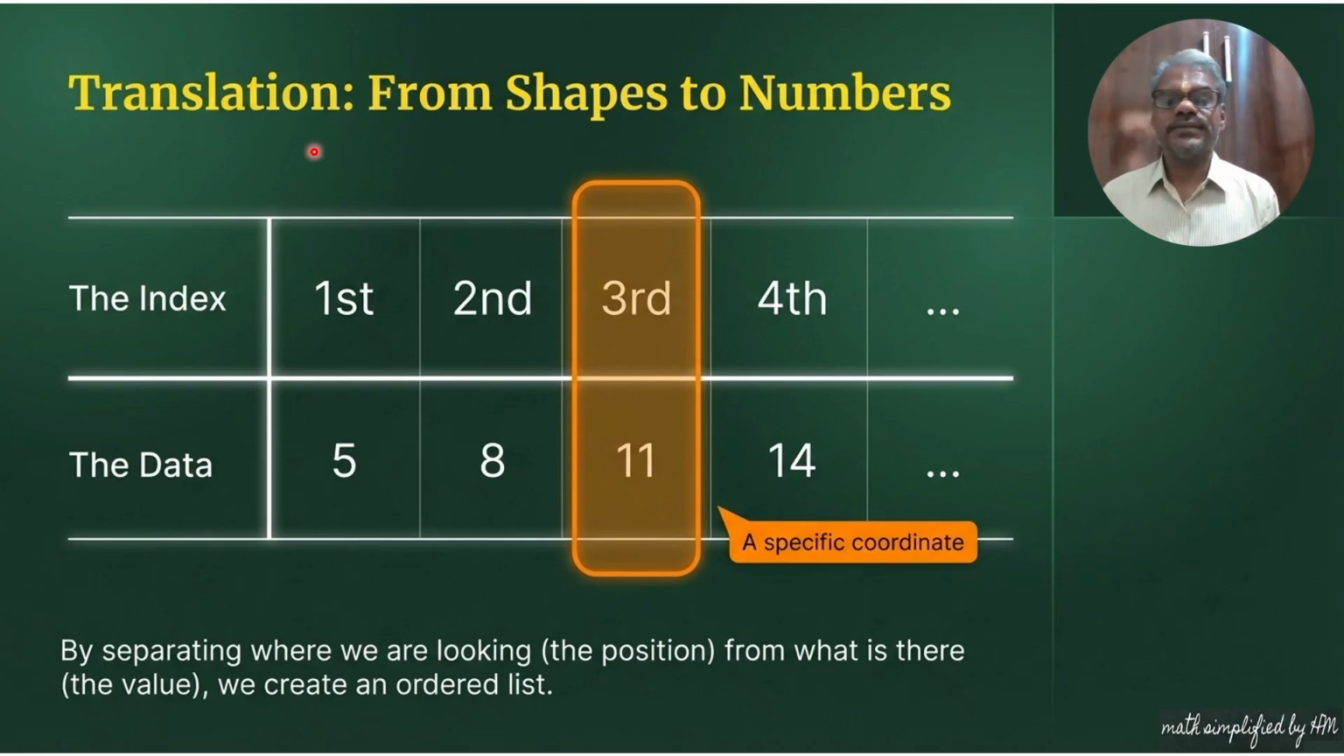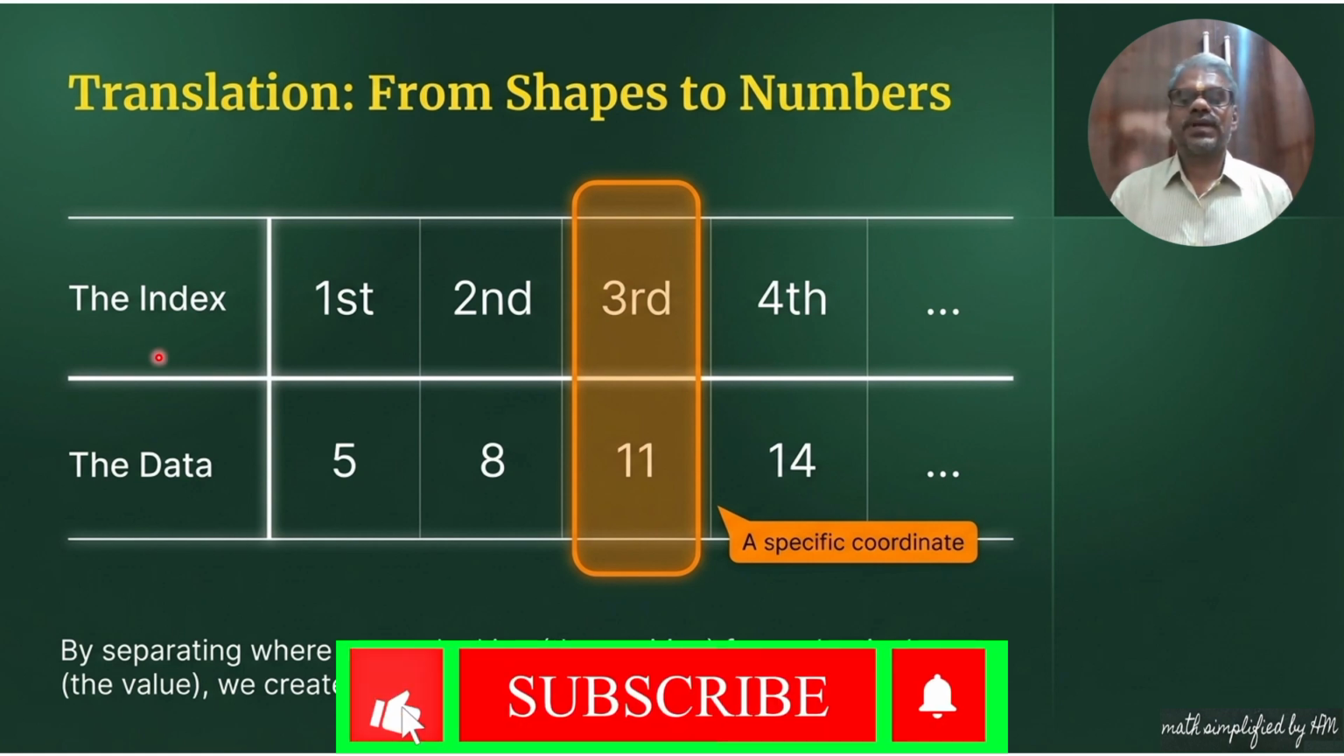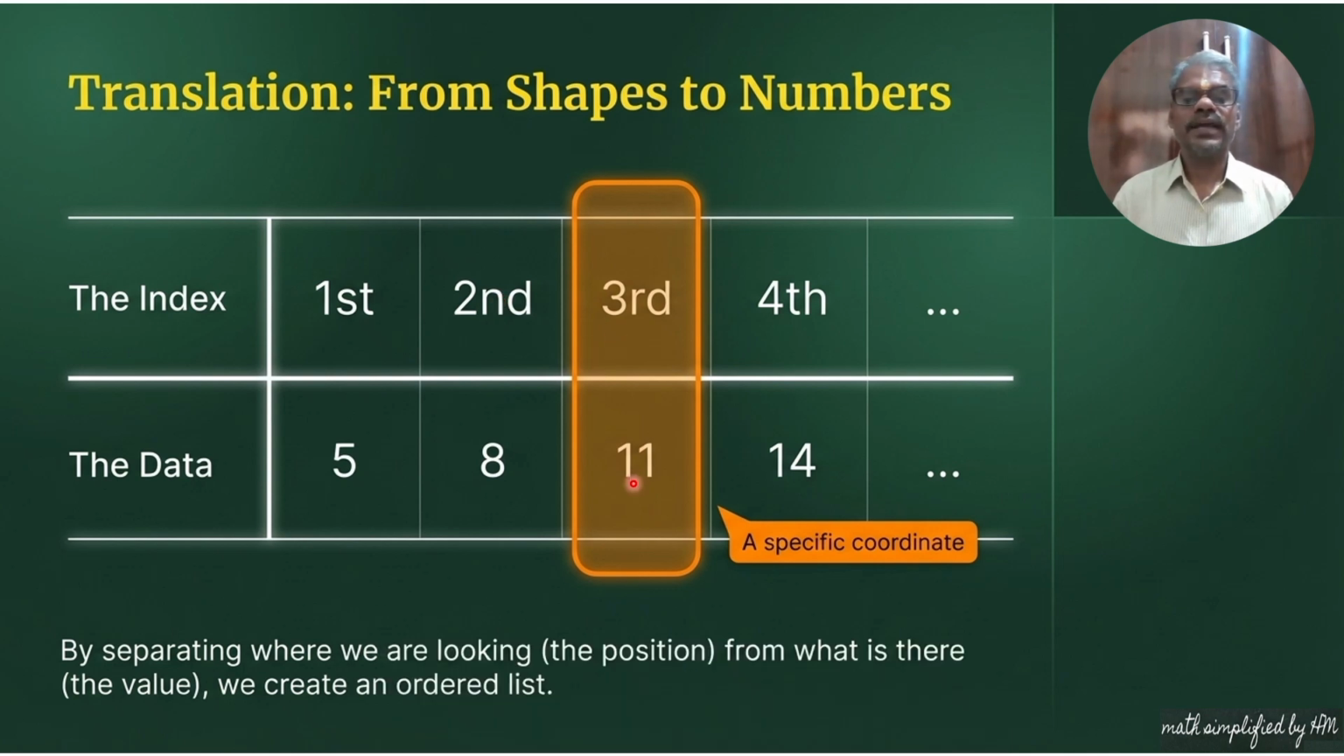Translation visualization from shapes to numbers. The index, the data. First term 5, second term 8, third term 11. This gives us the fourth term as 14, fifth term as 17. By separating where we are looking, the position, from what is there, the value, we create an ordered list.